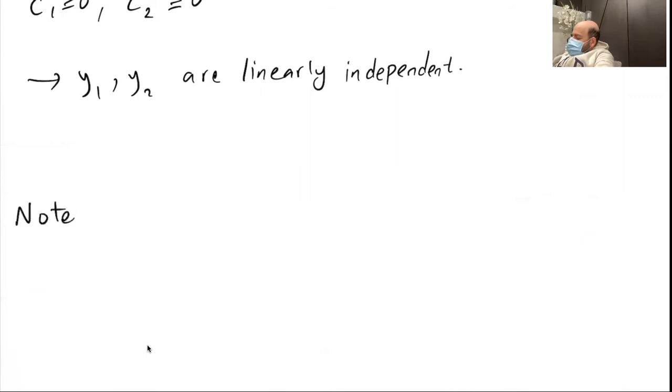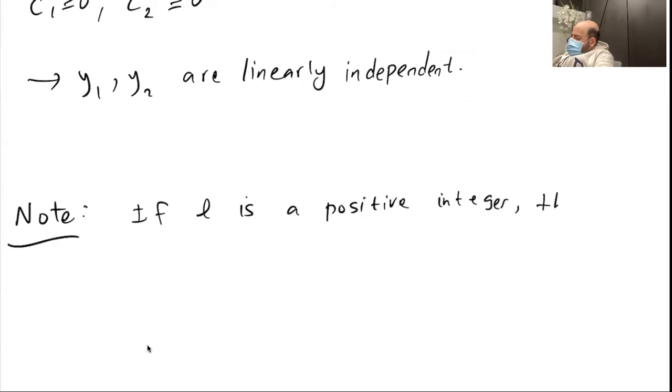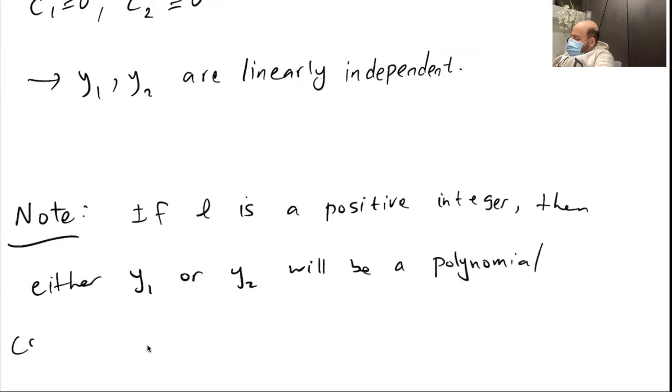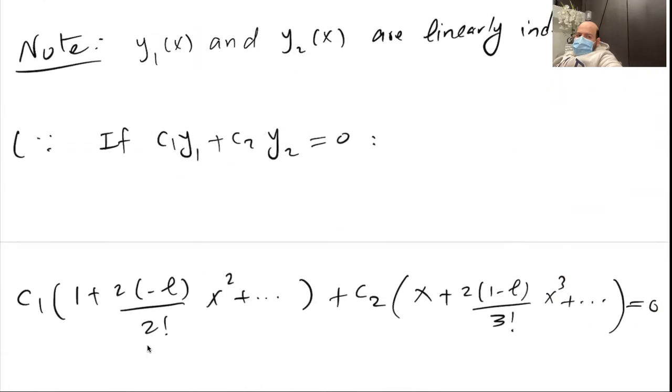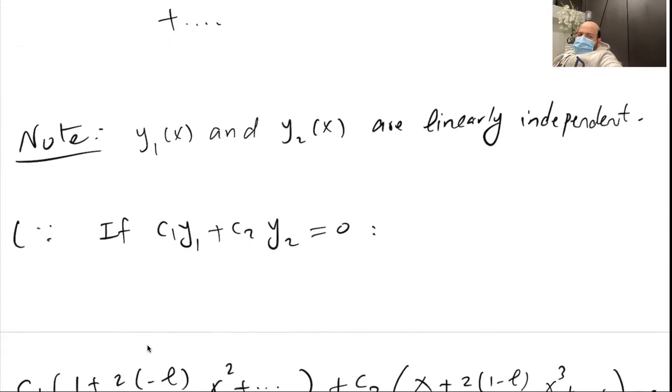The note: if L is a positive integer, then either y1 or y2 will be a polynomial. See below. Remember, we assume that this L here that appears in our solution is a positive integer.